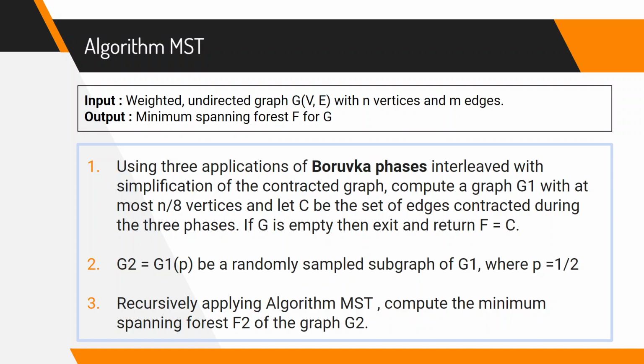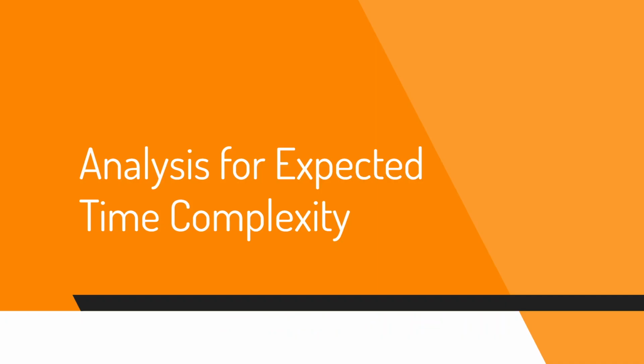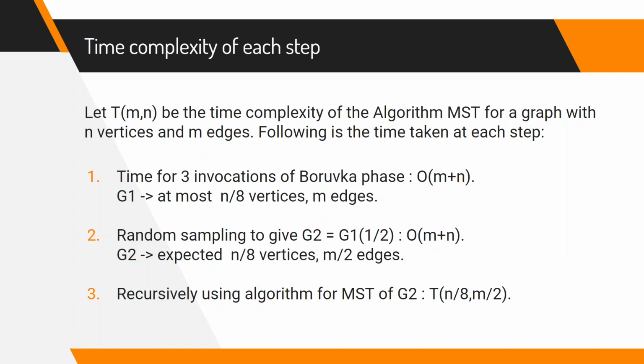Finally, the analysis for expected time complexity. Let T(n, m) be the time complexity of the algorithm MST for a graph with n vertices and m edges. Following is the time taken at each step. Time for 3 invocations of Boruvka phases, G1 has at most n by 8 vertices, so O(m + n) times 3, which is also O(m + n).